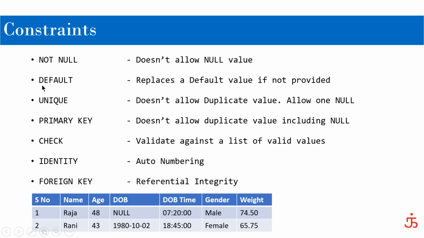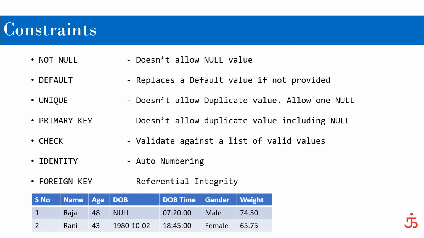Similarly, the next constraint is the default constraint. For example, if your restaurant is in Chennai and most of the customers will be in Chennai, and they don't provide their city, by default you can put Chennai as their default location. So if you don't provide any value while populating data, the system can replace it with a default value. That is the default constraint.